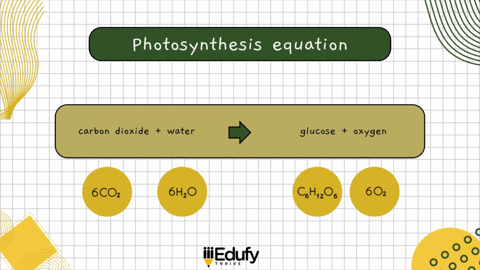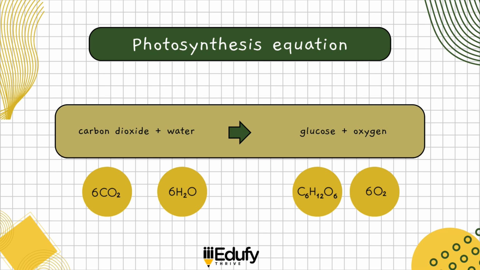The overall equation for photosynthesis can be expressed as 6CO2 plus 6H2O plus light energy equals C6H12O6 plus 6O2. Here's what this means: 6CO2, 6 molecules of carbon dioxide are taken from the air. 6H2O, 6 molecules of water are absorbed from the soil. Light energy, this is the energy from sunlight, which is captured by chlorophyll. C6H12O6, 1 molecule of glucose, a type of sugar, is produced, which serves as energy for the plant. 6O2, 6 molecules of oxygen are released as a byproduct into the atmosphere.